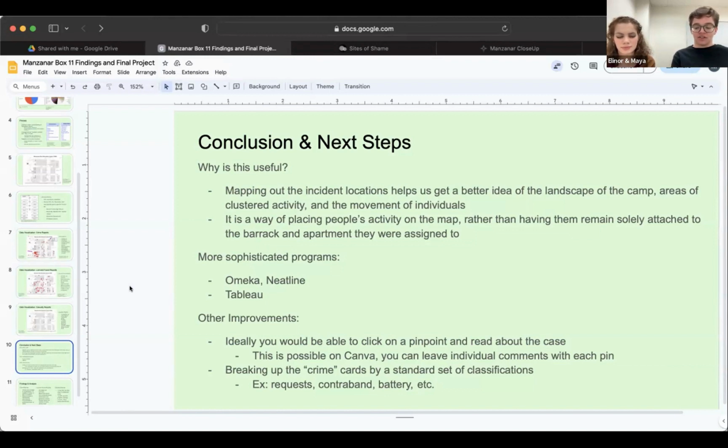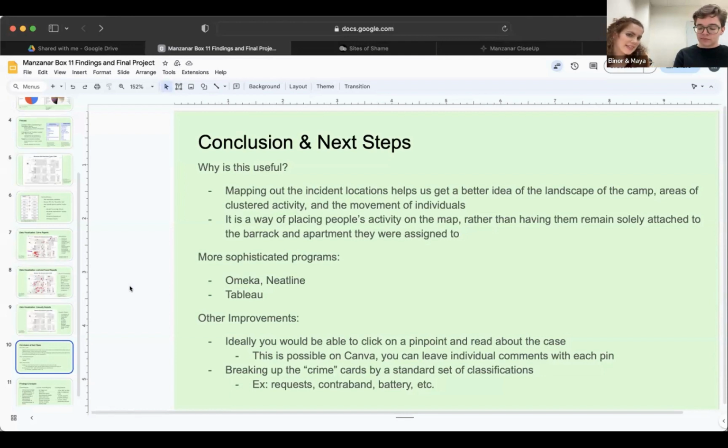And these communities are also people who have been forced from their homes, forced to leave much of their lives behind. We can see, especially in the lost and found cards, the items that were important to them, and the continuation of loss, especially with the number of items that were lost during travel, so they can't even be mapped in the camps themselves. It's also a way of placing people's activity in an actual tangible location that we can see, rather than having them remain solely attached to a barrack and apartment number that they were assigned to on paper.